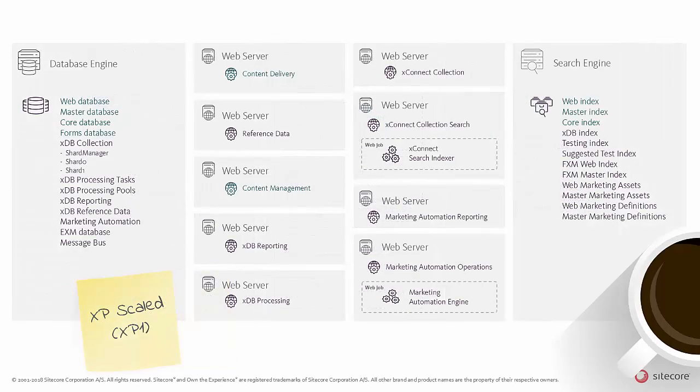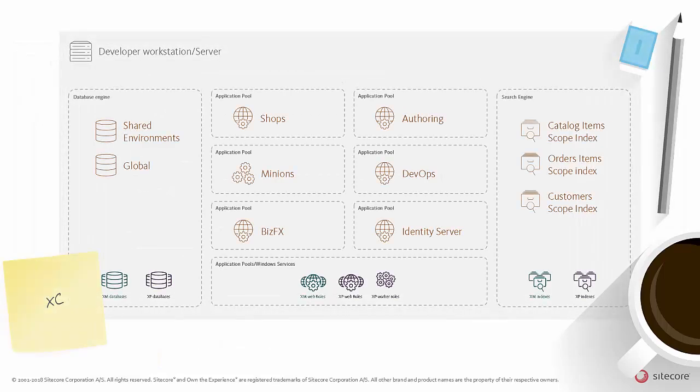We also ship an XP scaled, which is the most atomized setup for the Experience Platform, where every single role has its own installation. So we have a CD, CM, reporting, processing. Each is its own website, and they can be split up across different web servers or run on the same web server. Now for Sitecore Commerce, it's a little different.